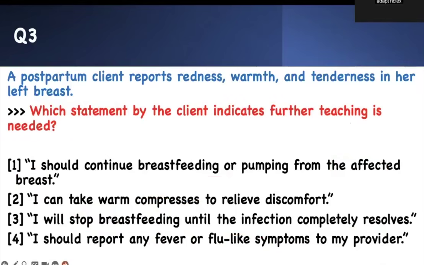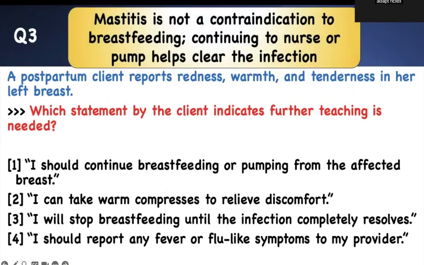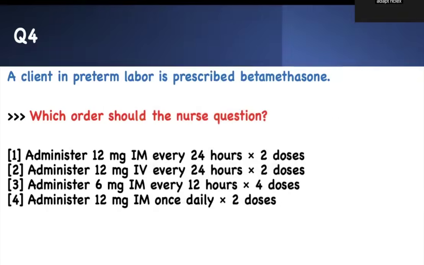What do you think? Which one is a bad sign? You need to intervene. Mastitis is not a contraindication to breastfeeding. Continue to nurse or pump despite the infection. Therefore, saying that I will stop breastfeeding until the infection completely resolves needs further teaching. Number 3 is the answer. What is this question about? It's straightforward. I don't want you to overthink it.